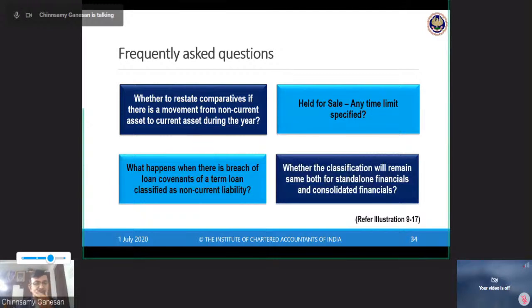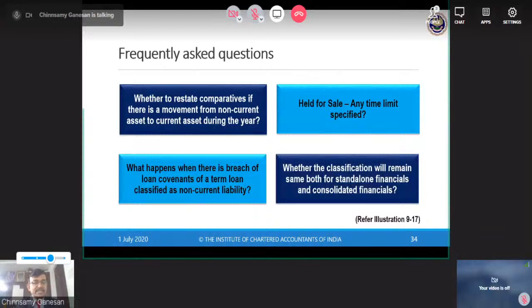I have some examples from example 9 to 17, but we have already come to 8:30. What I will suggest is that we will take a short break of 5 minutes and we will come back, where we will discuss all the illustrations of 9 to 17.